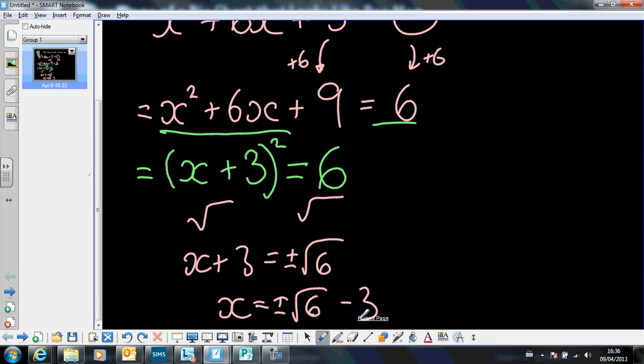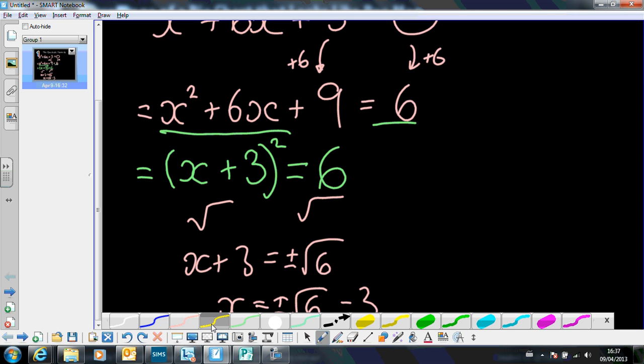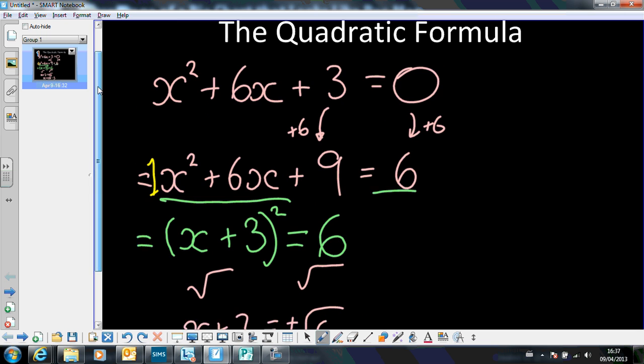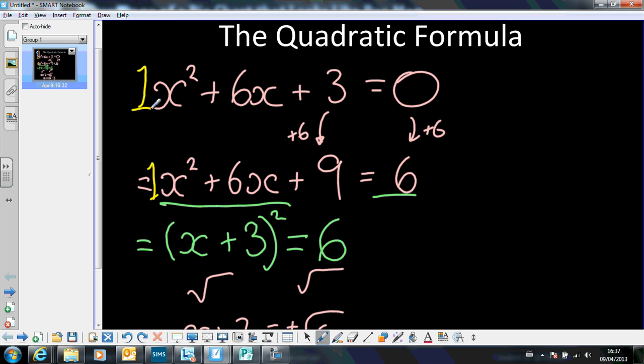What I'm going to do is show you how to do that, but instead of using numbers. So here the numbers were 1 x squared, 6 and 3. We're going to do it in general. This is a, it could be any number. This we call b because it could be any number. This could be called c.